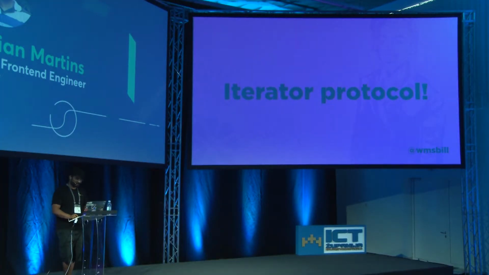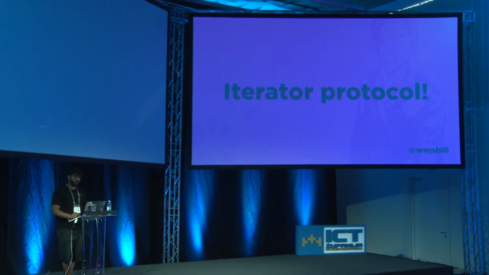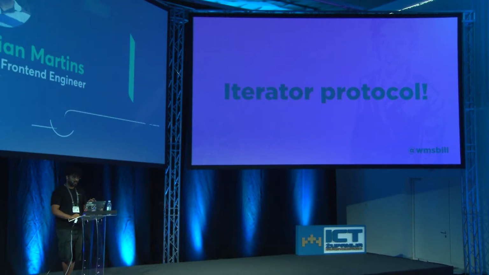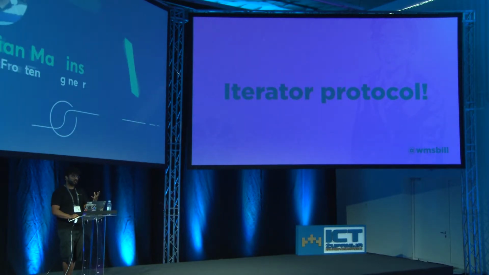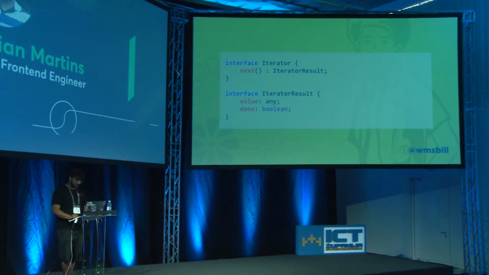In object-oriented languages, we solve this by implementing an iterator interface. But JavaScript doesn't have interfaces. How can we do that in JavaScript? The answer is the iterator protocol. The iterator protocol defines a standard way to produce a sequence of values, either infinite or finite, and potentially return a value when these values cannot be generated anymore.